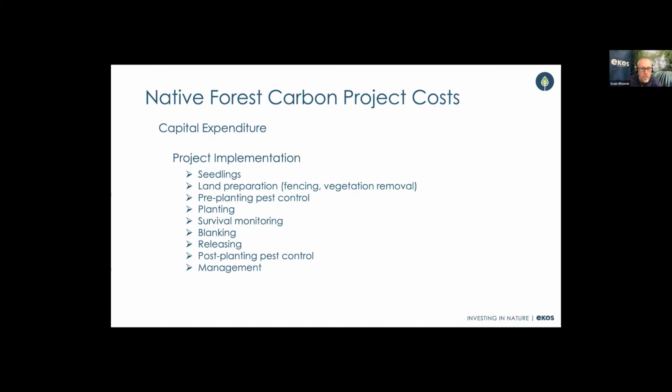You've got to do some survival monitoring to make sure that after the first summer, there's enough that have survived in order to register the project in the emissions trading scheme, because you've got to meet the forest definition of the emissions trading scheme, which is a certain minimum number of stems per hectare. And if a big bunch of them have died over the first summer in drought conditions, then you're going to have to replant, which is called blanking.